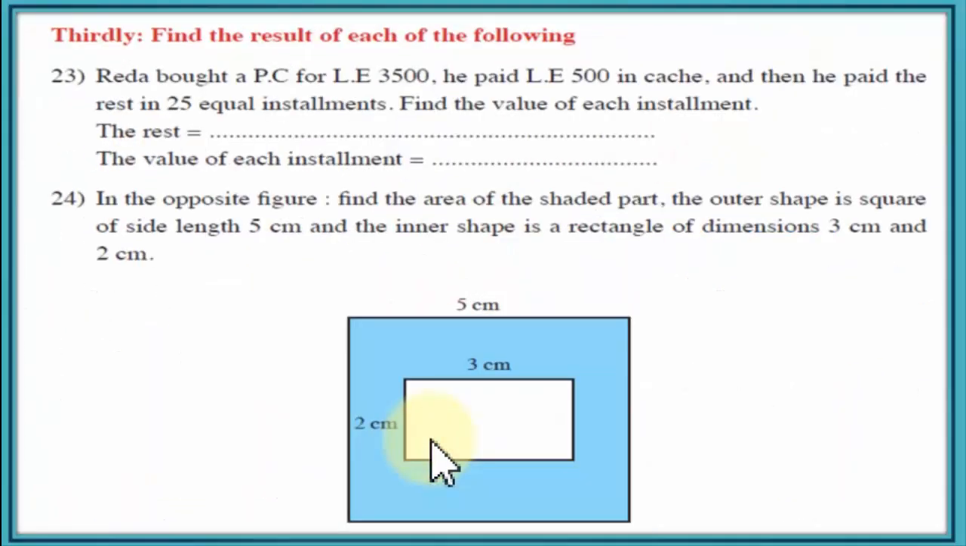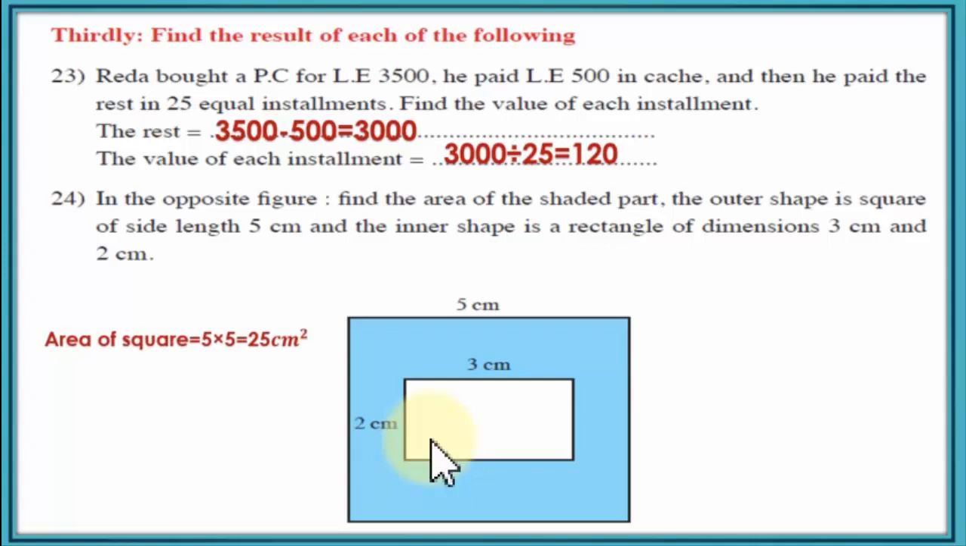Thirdly, find the result of each of the following. Reda bought a PC for £3,500. He paid £500 in cash, and then he paid the rest in 25 equal installments. Find the value of each installment. Firstly, we will calculate the rest. The rest equals 3,500 minus 500, which is 3,000. So the value of each installment equals 3,000 divided by 25, which is 120 pounds.